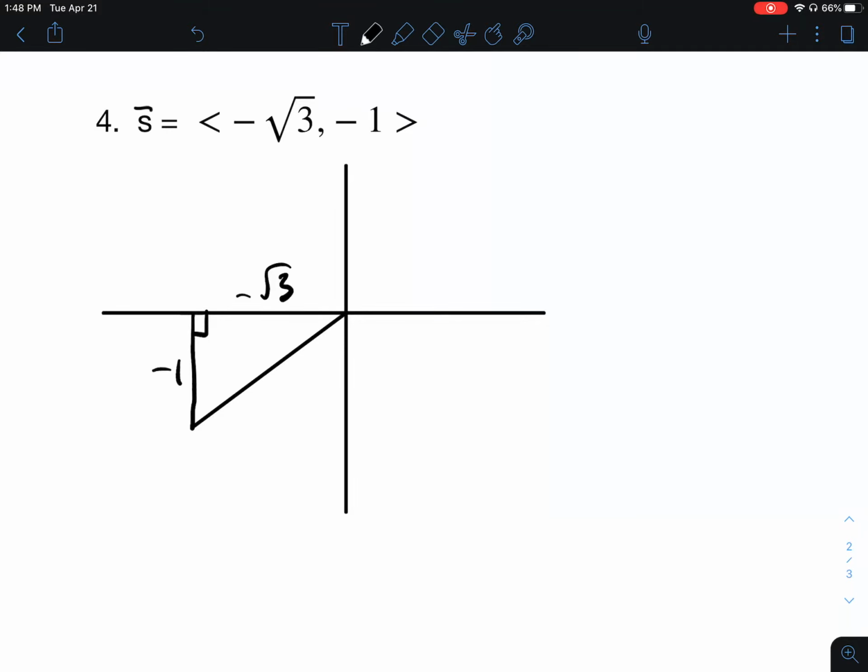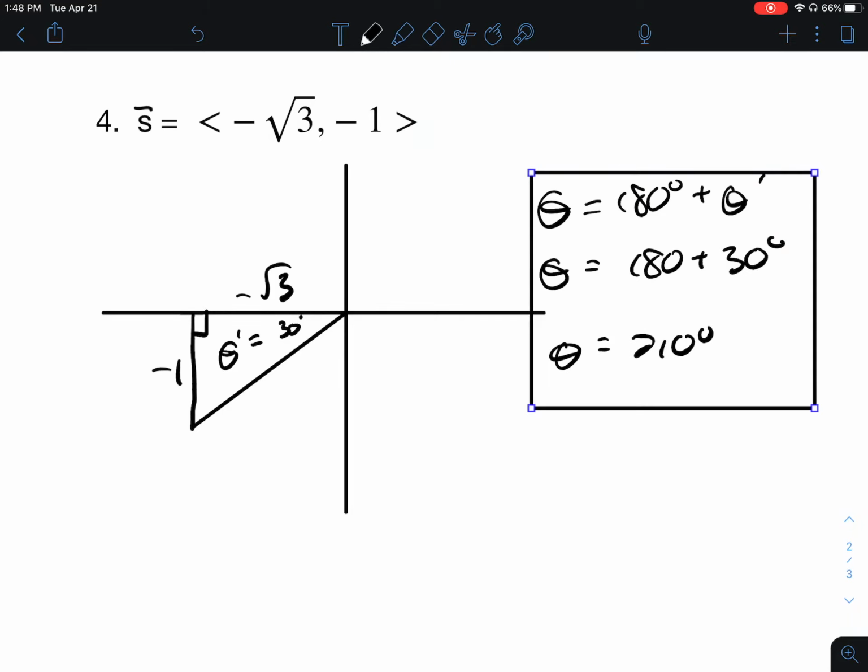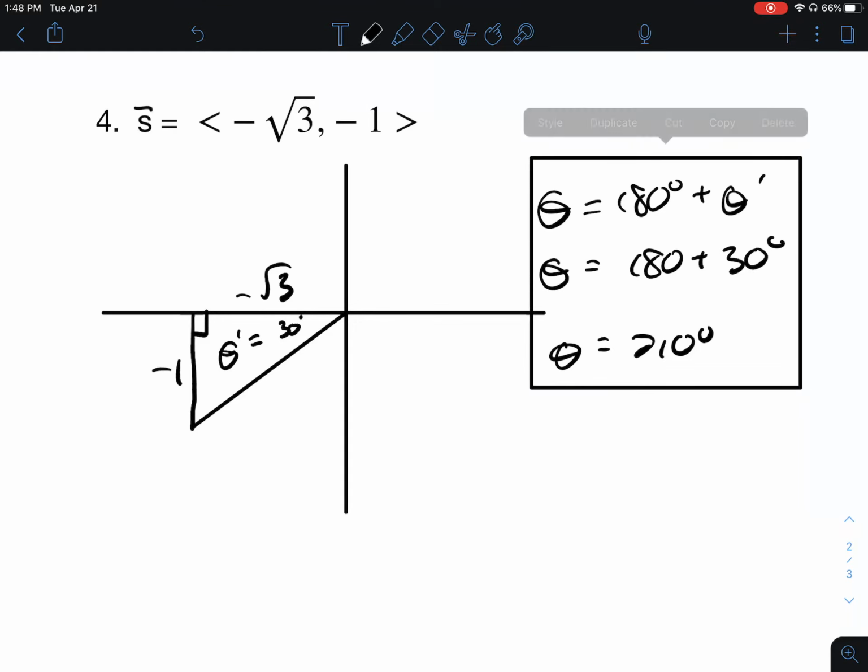This is a 30, 60, 90 as well. Opposite the smallest side is the 30, opposite the 1, which is theta prime. Theta for this problem is going to be 180 plus theta prime. Theta is going to be 180 plus 30. Theta is going to be 210 degrees. What you see in this box, if you don't want to show that work, you don't have to.